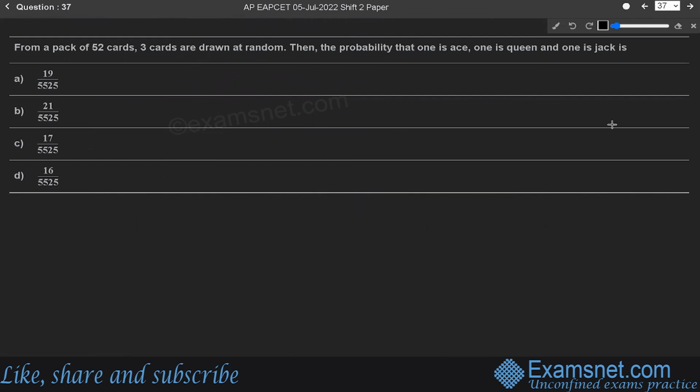Next question is also from the probability, and the question is from a pack of 52 cards, 3 cards are drawn at random. Then the probability that one is ace, one is queen, and one is jack is. See, this kind of question frequently comes in the exam. Last, it came back in 2018.